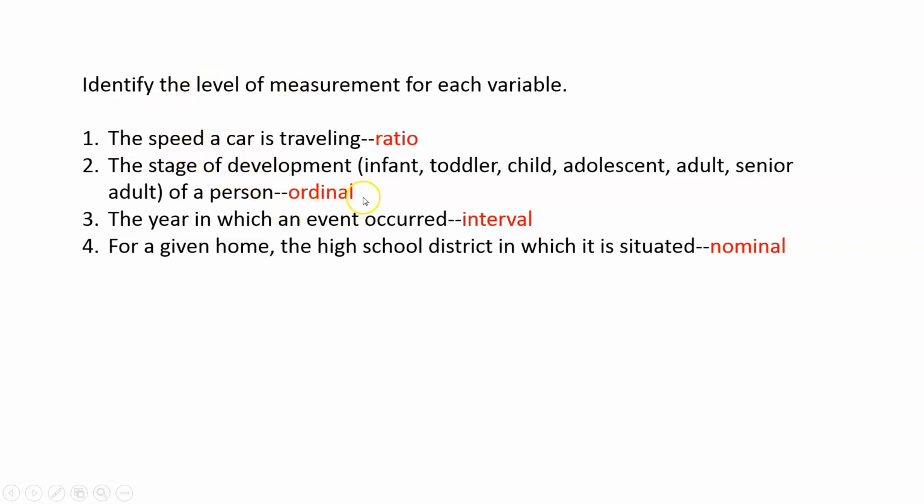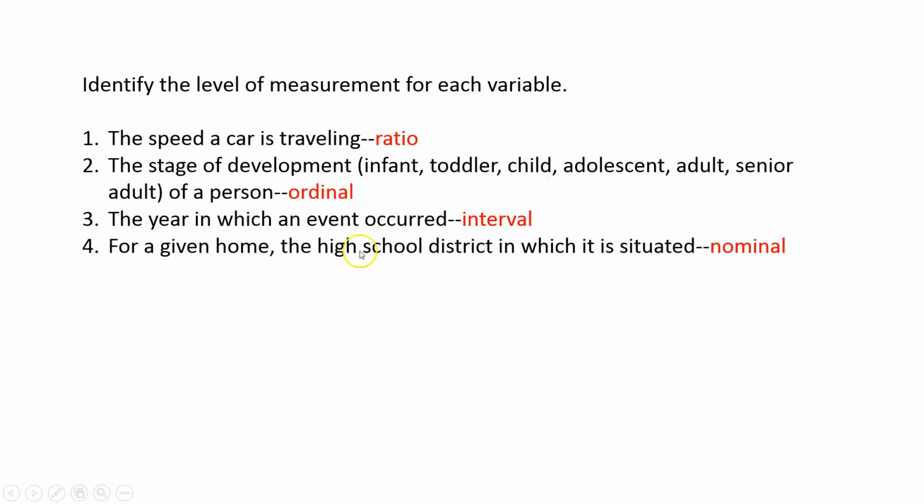Stage of development of a person, that's ordinal, because it's sort of numeric. There's a ranking there. Infant would be the first stage, toddler would be the second stage, etc. But there's not a meaningful difference between these values. The difference between infant and toddler is not necessarily the same as the difference between toddler and child.